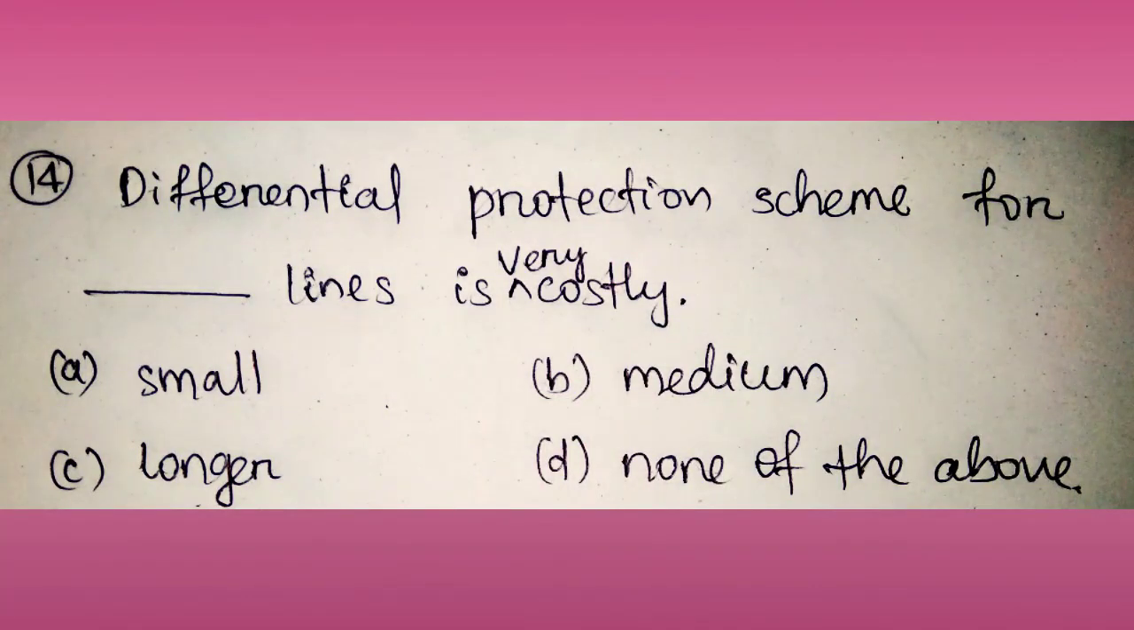Question number 14. Differential protection scheme for dash lines is very costly. Option A small, option B medium, option C longer, and option D none of the above. For longer lines, differential protection scheme is very costly. Here, the correct answer is option C, longer.